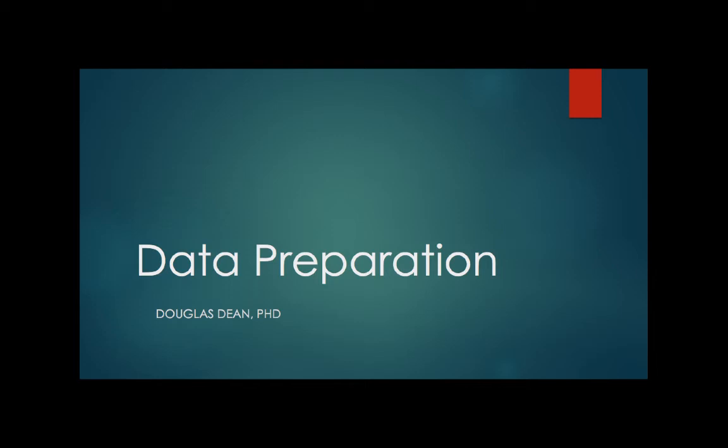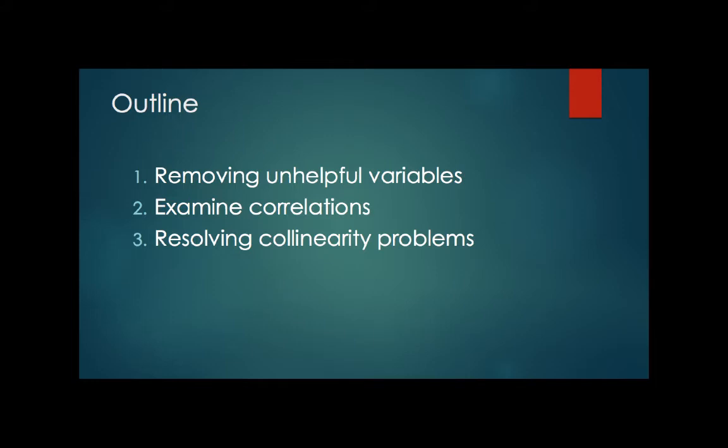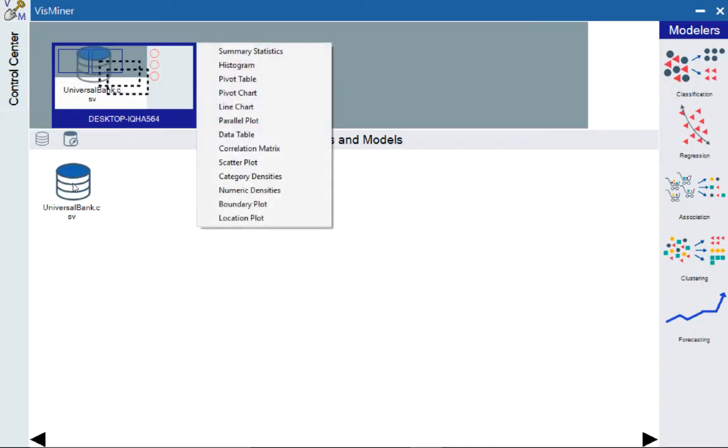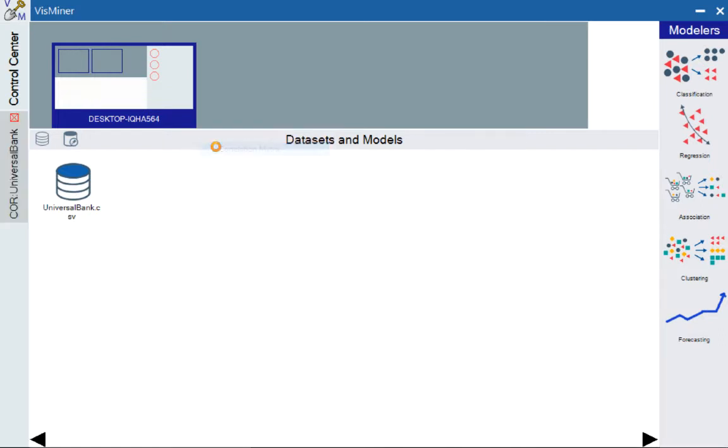In this video, I will talk a bit about data preparation. We'll talk about removing unhelpful variables, also examining correlations, and resolving collinearity problems. And I've selected this universal bank data set that we're going to use and tried various algorithms on in this exercise. And so let's go look at that.